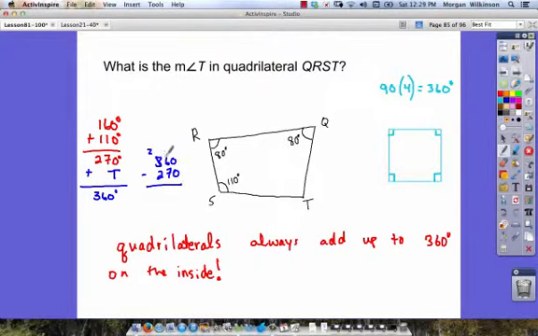Borrow from the 3 to get a 2. We've got 16. 16 minus 7, that's 9. Zeros, so we've got 90 degrees. T, that must be a right angle. T must be 90 degrees. Now in this problem, with my picture that I've drawn by hand, T may not look like it's 90 degrees. But you've got to trust the numbers, because of this key fact: quadrilaterals always add up to 360 degrees on the inside.